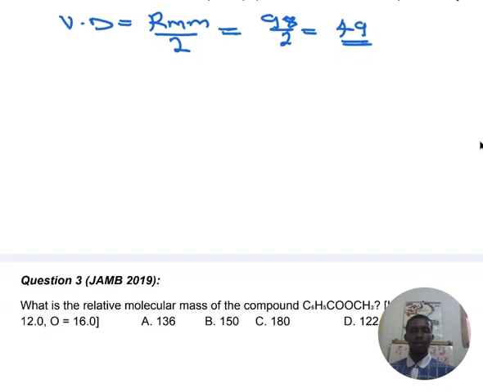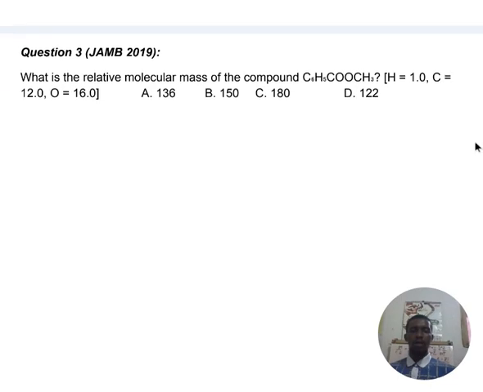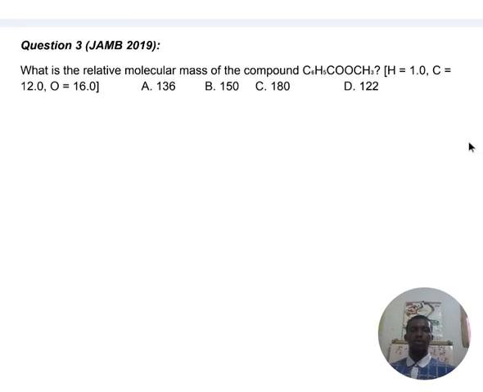Question number 3. Now we're asked to calculate the relative molecular mass of this compound. For clarity, the compound is C6H5COOCH3. Now this is an organic compound, alright? In this organic compound we have carbon, hydrogen and oxygen. Alright, so let's rearrange this.